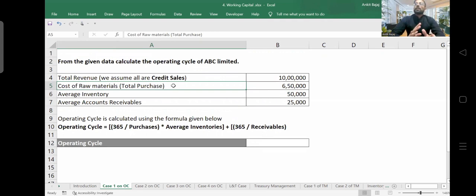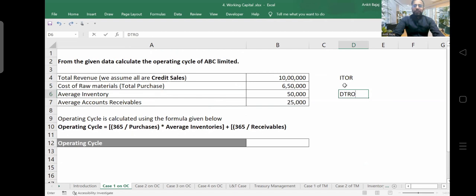Are you able to understand? We will take cost of material consumed. So quickly, we don't have days with us, right? So first we will calculate the turnover ratio. Which turnover ratio do we have to calculate? First is going to be the inventory turnover ratio, and the second ratio we have to calculate is the debtor turnover ratio. So what is going to be the formula for inventory turnover ratio?